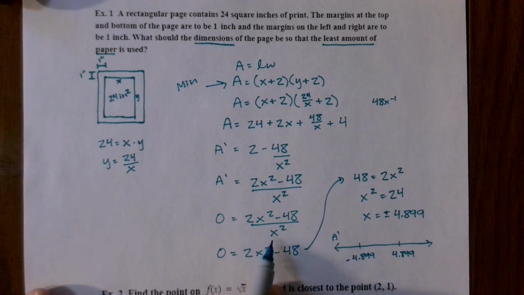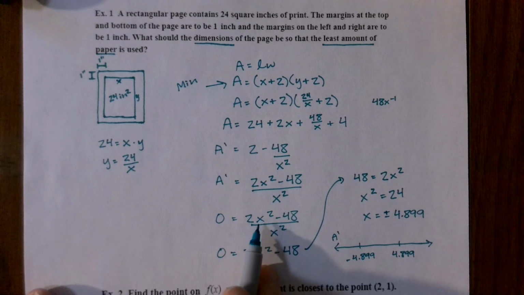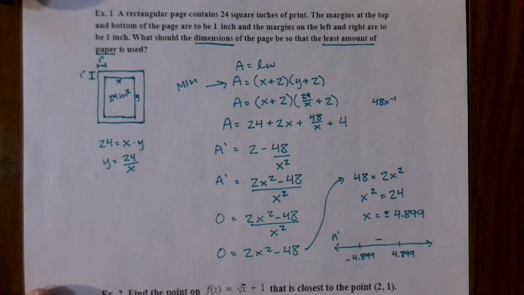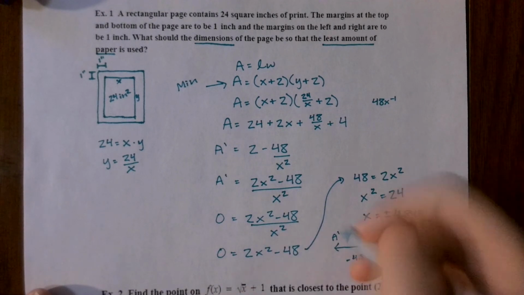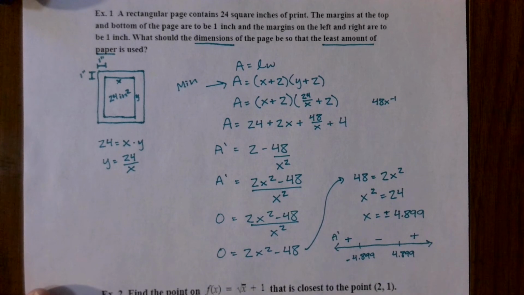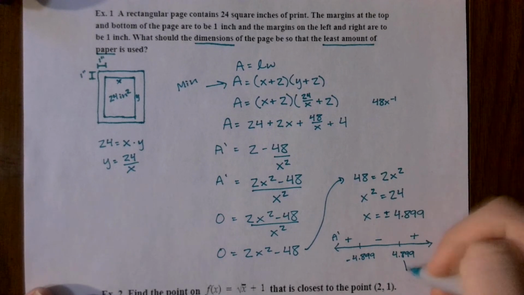So at 0, it's undefined. If I plug in 1, I'll get a negative in the numerator, positive in the denominator. If I plug in 5, we've got 50 there, so positive over positive. And then a negative 5 would be positive over positive. And we can see that for a prime, where it goes from decreasing to increasing is at 4.899. So this is where we have a min.